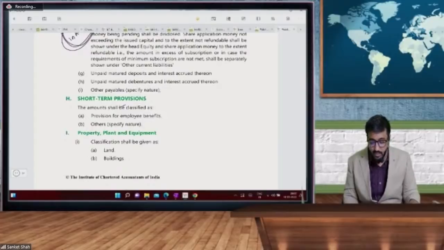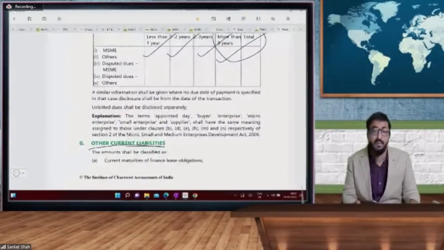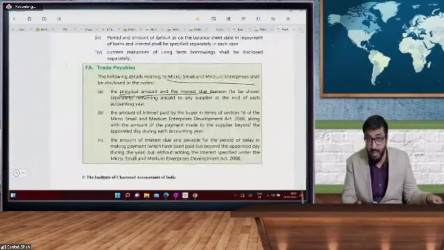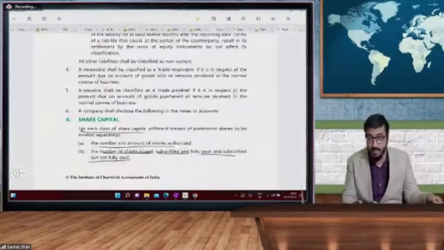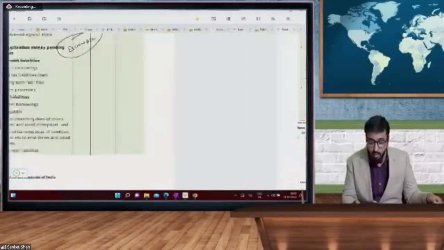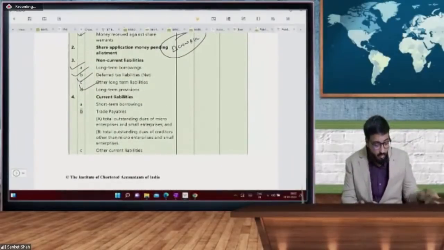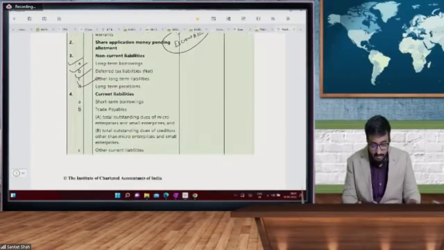Short term provisions for employee benefits, others. So this is the liability part. The asset part is very easy, so I'm not going to explain this now. The asset part we will take after some problems. So now I know other liabilities. Yes, we finished it off, every one of you.